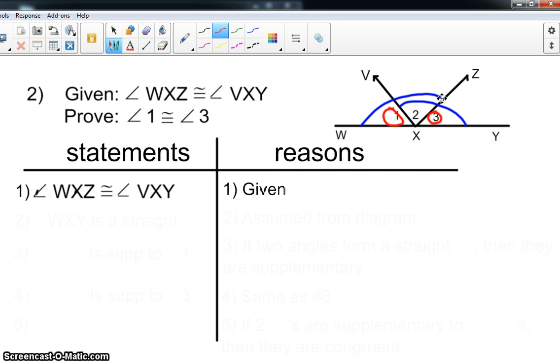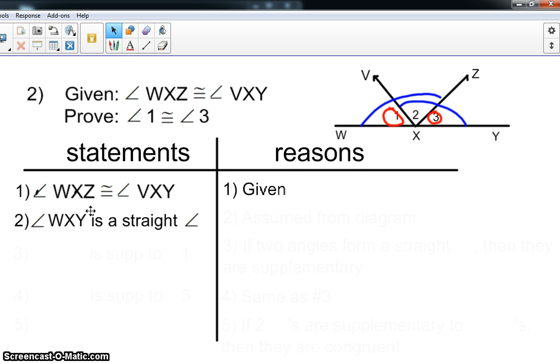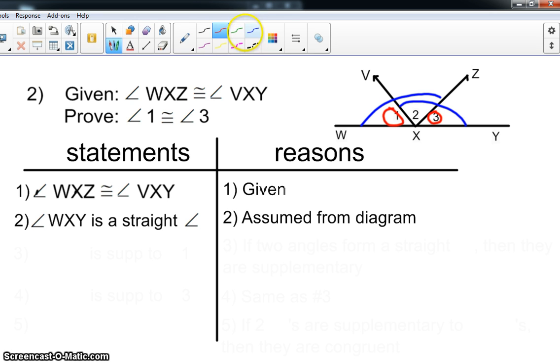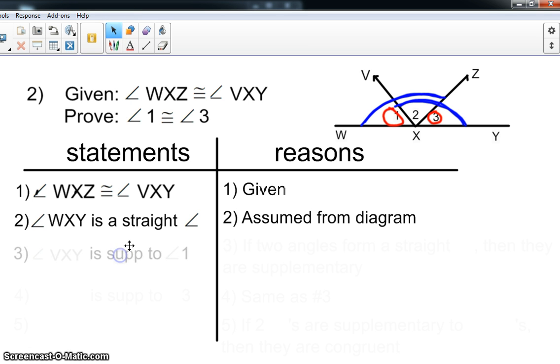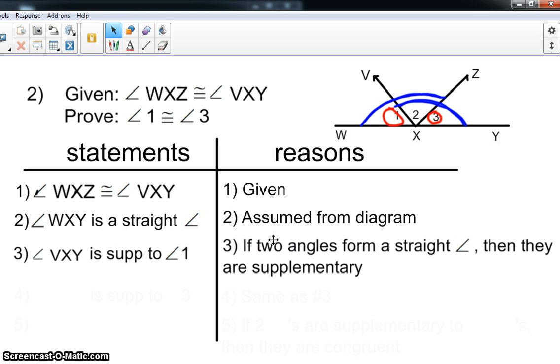So we can use supplementary, but we need to first get to the straight angle. So we have the entire angle WXY is a straight angle, and we can assume that from the diagram. And then we can do the separate angles. First, angle 1. We see that angle 1 is supplementary to the angle VXY. And then we also have angle 3 being supplementary to angle WXZ. So if two angles form a straight angle, we can say that they are supplementary. We can do the same thing I mentioned with angle 3.